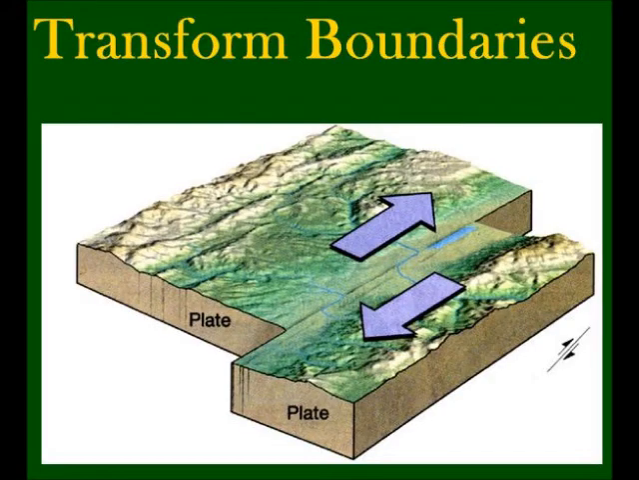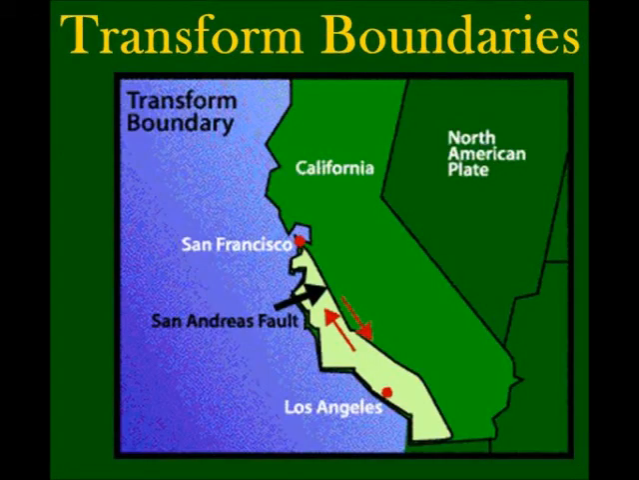Finally, we have transform boundaries, and this is where plates are sliding past one another. And the best example of this that we're familiar with is in California. We have the San Andreas Fault, where the Pacific Plate and the North American Plate are sliding past one another, and that's the reason that we get so many instances of earthquakes in California.